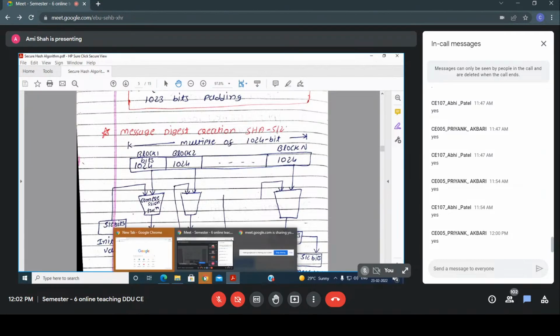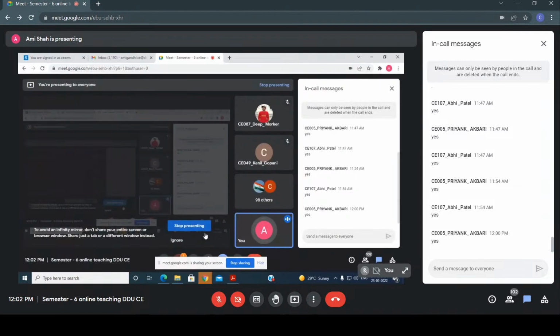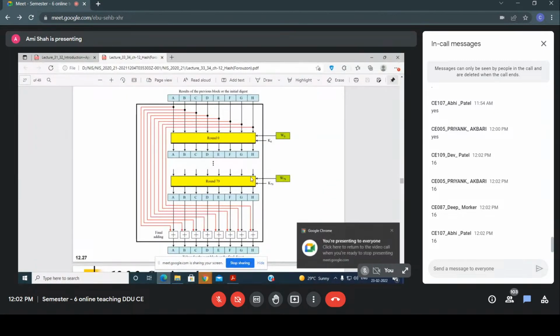Please write down in the chat window: in total, how many words are there in one block? Total 16 words are there, right? So that means a total of 16 words are there.